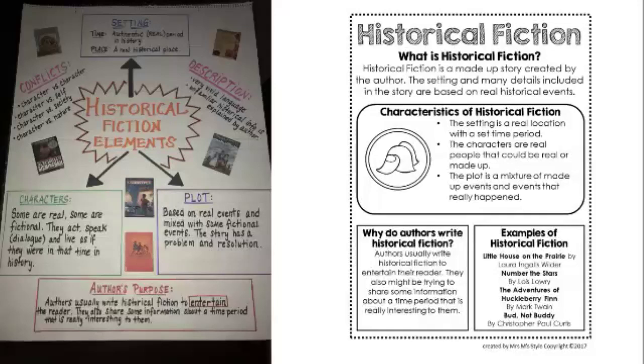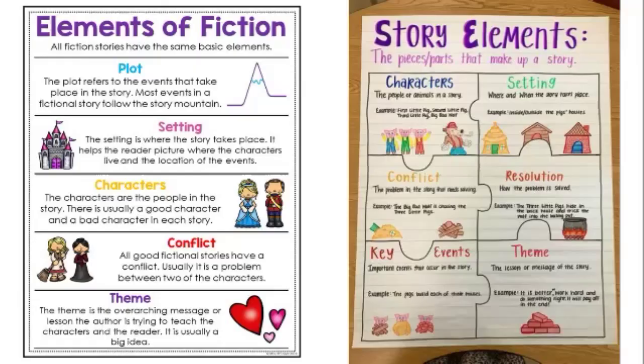All right, so here are some elements of fiction: setting, description, conflicts, characters, plot, and author's purpose. Here are other elements of fiction that we can look at. The plot. The plot refers to the events that take place in the story. Most events in a fictional story follow the story mountain. The setting is where the story takes place. It helps the reader picture where the characters live and the location of the events.